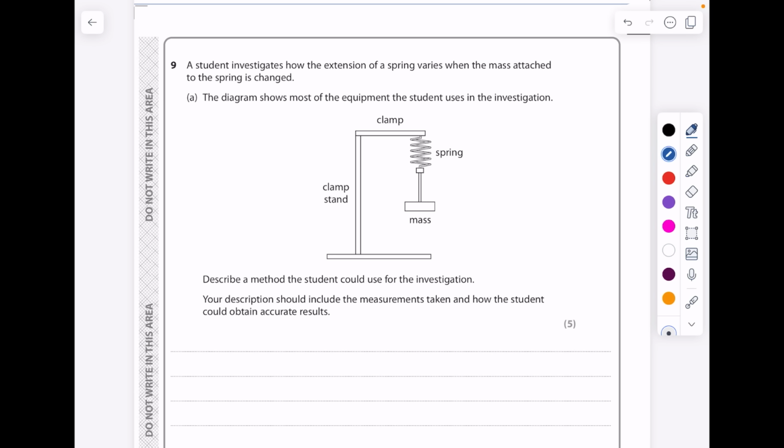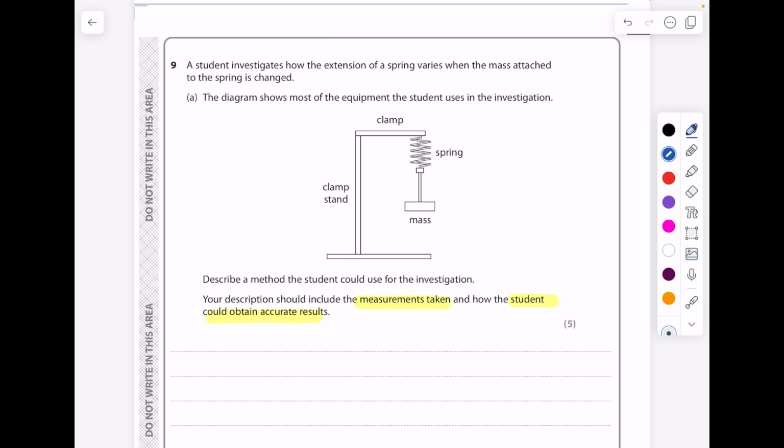A student investigates how the extension of a spring varies when the mass attached to the spring is changed. The diagram shows most of the equipment the student uses in the investigation. Describe a method the student could use. Your description should include the measurements taken and how the student could obtain accurate results.